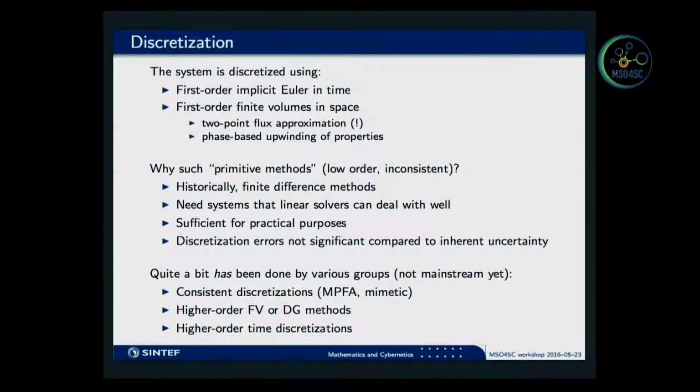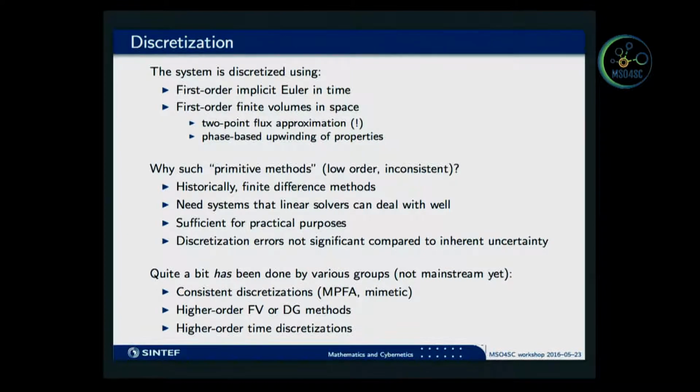Well, historically, these things were solved with finite difference methods, and doing higher order finite difference methods is not something I would like to do. At least it's hard, and we need systems that linear solvers can deal with well, and they deal fairly well with these systems. It's already quite complicated to solve these nonlinear systems, but with higher order, it becomes even harder. And it's sufficient for practical purposes. The engineering golden rule: if it works, why change it?